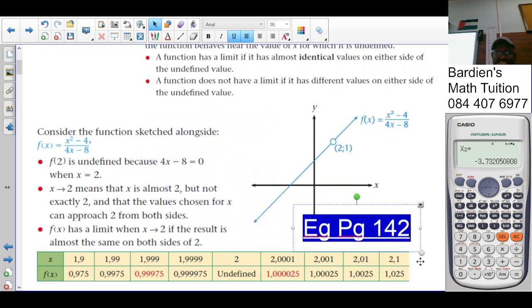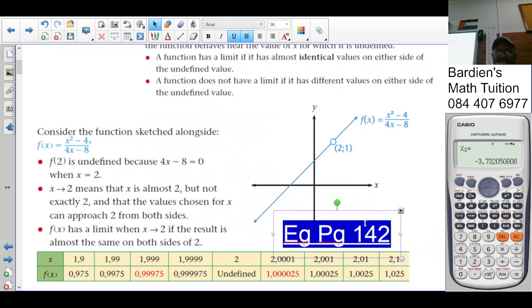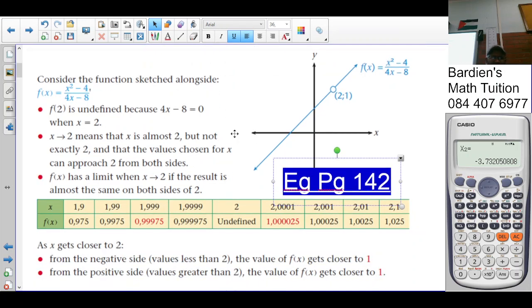You can just highlight it in your book, and you can just write it down later. A function does not have a limit if it has different values on either side of the undefined value. That's basically the reverse of what they're telling you. Okay. Then we are told, consider the function sketched alongside.